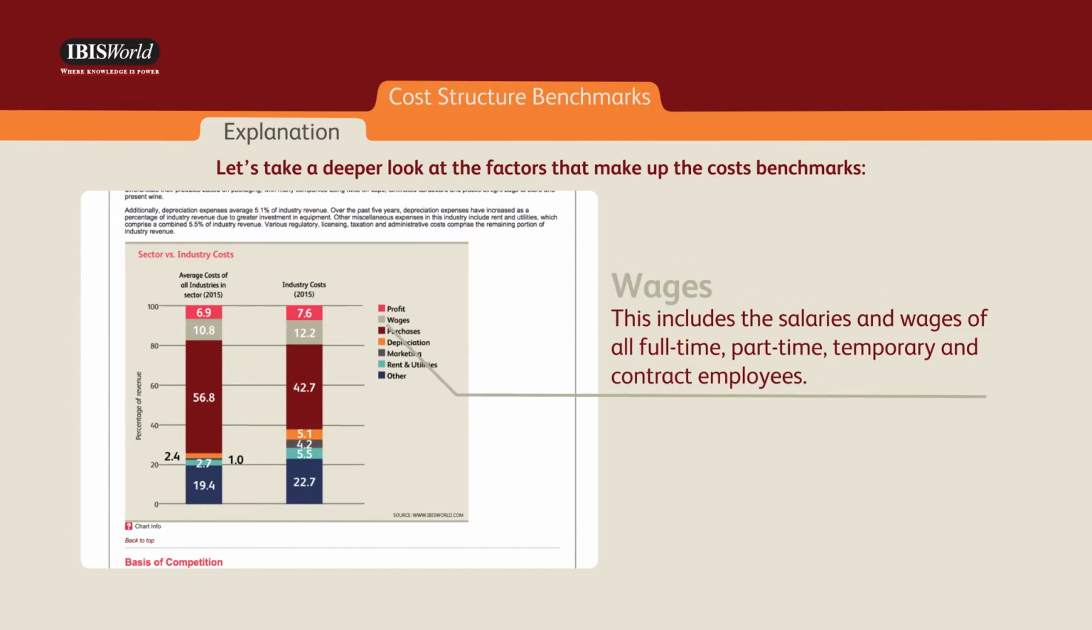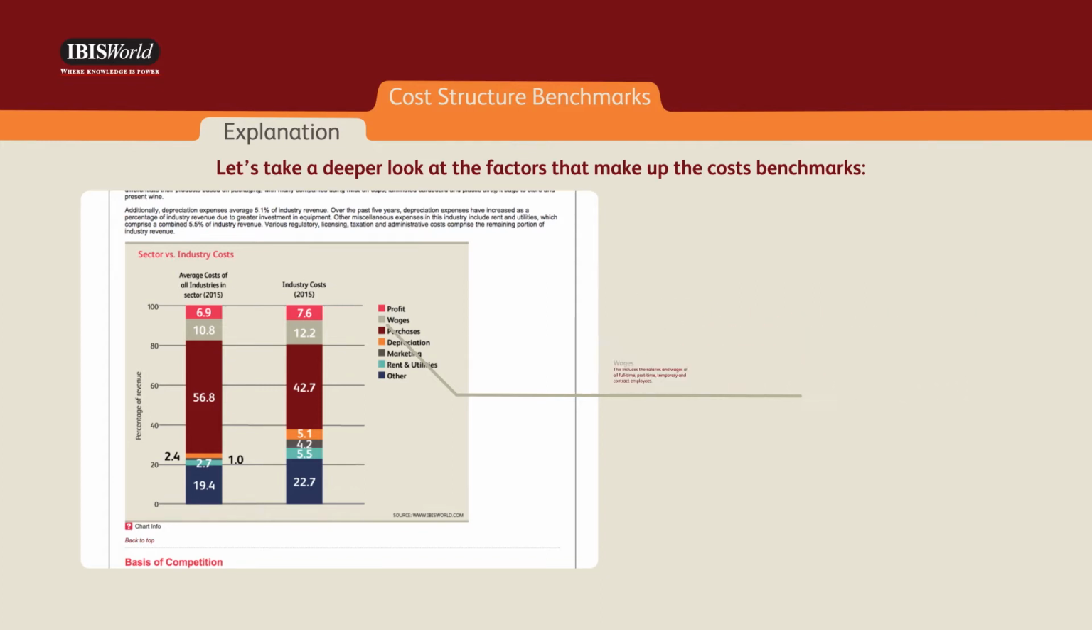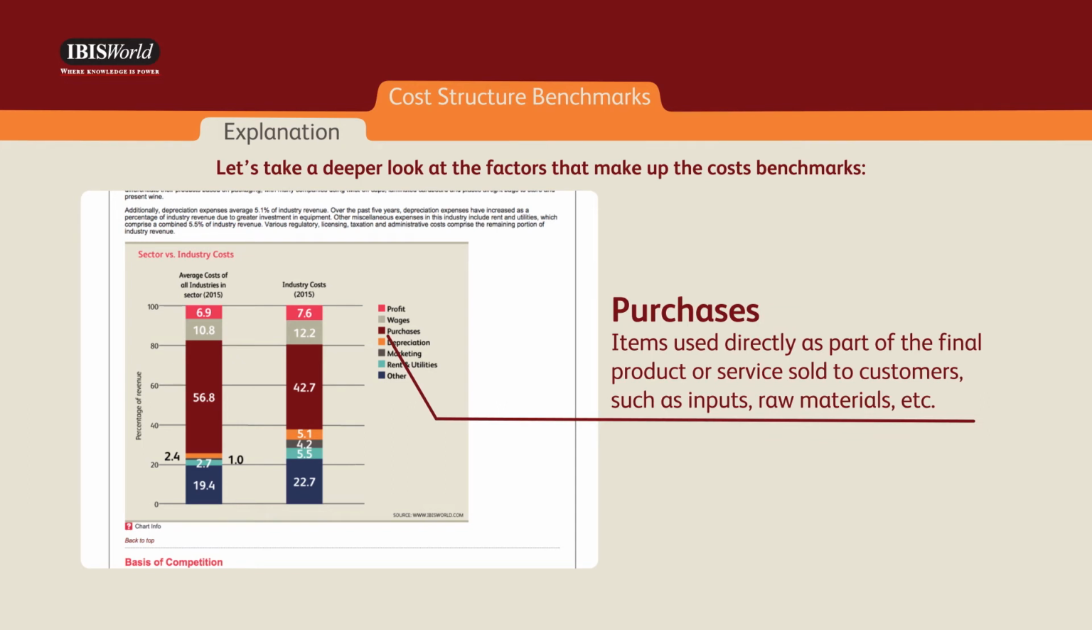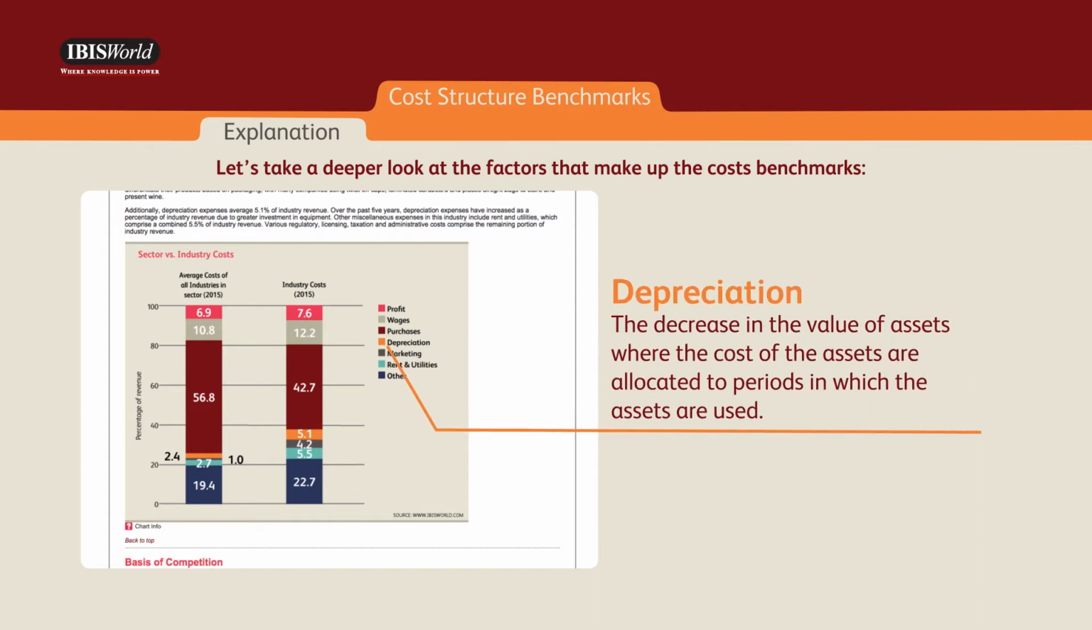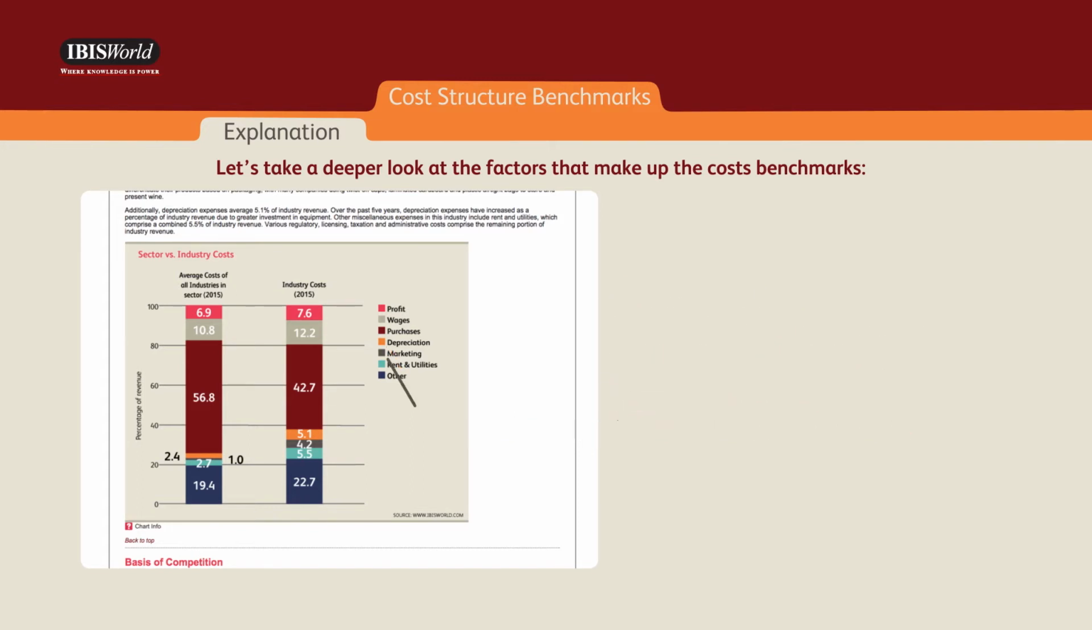Wages. This includes the salaries and wages of all full-time, part-time, temporary, and contract employees. Purchases. Items used directly as part of the final product or service sold to customers, such as inputs, raw materials, etc. Depreciation. The decrease in value of assets, where the cost of the assets are allocated to periods in which the assets are used.